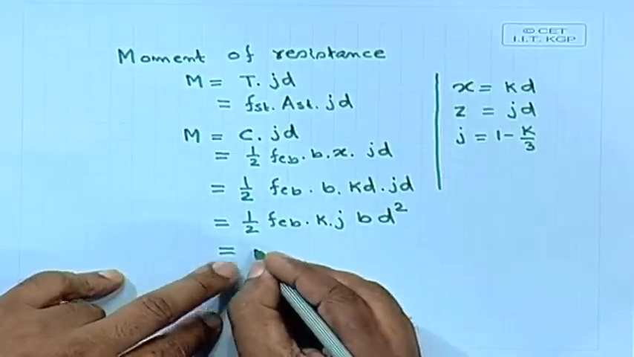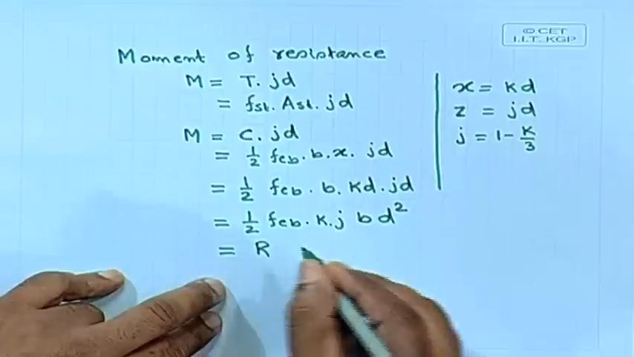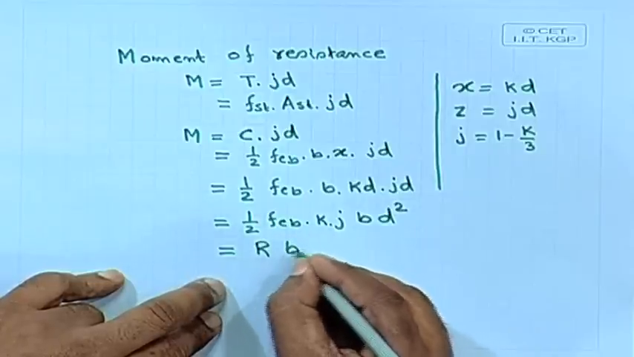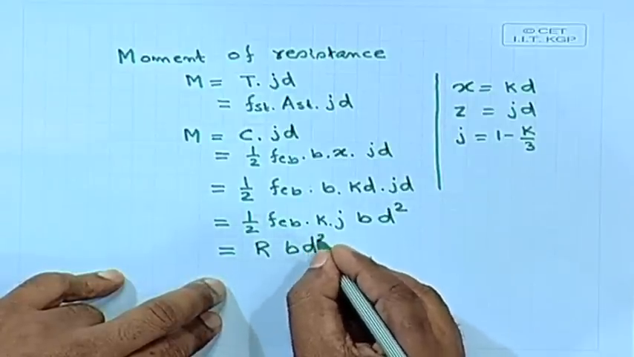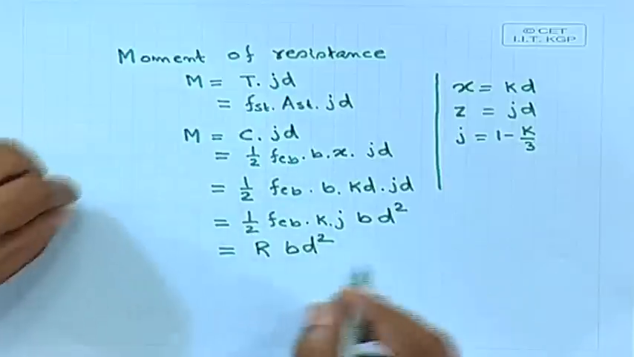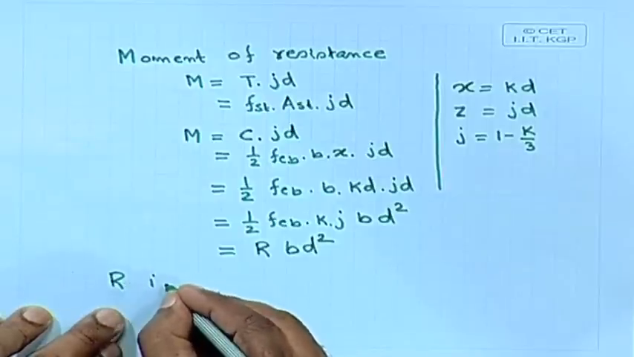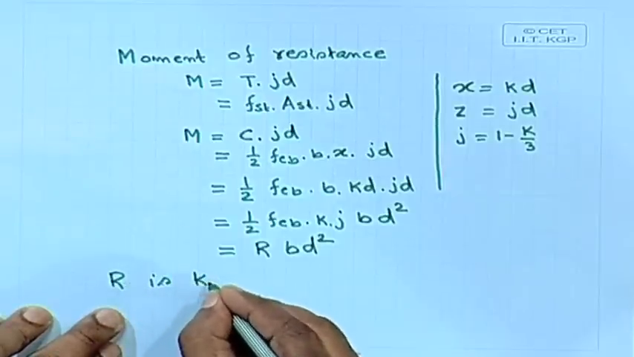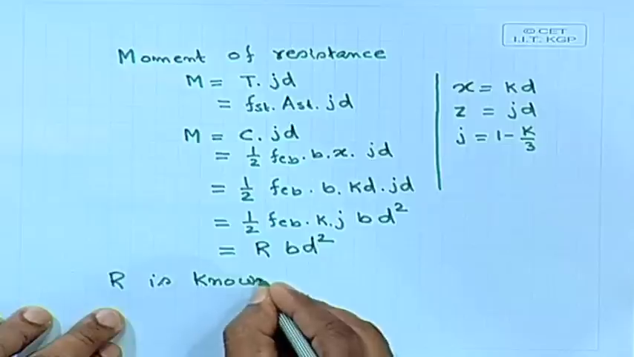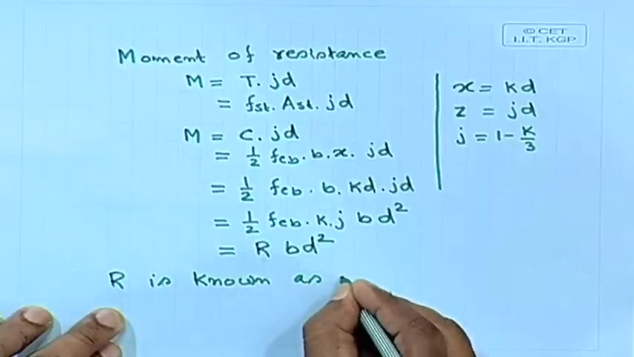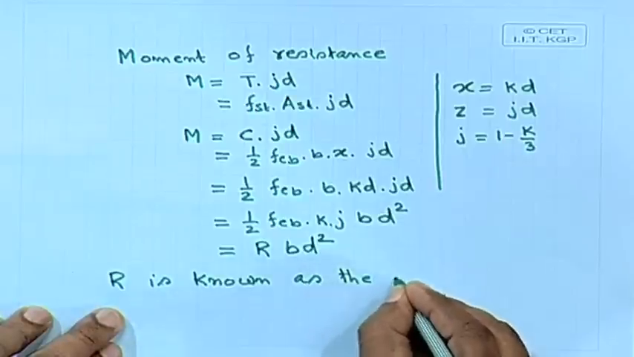We can write this as R b D square. R is known as the moment factor.